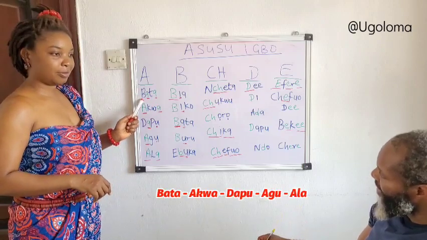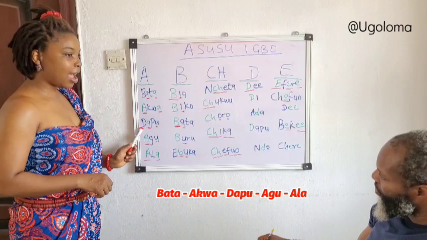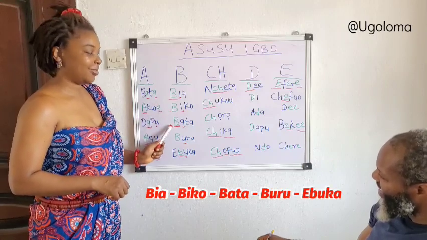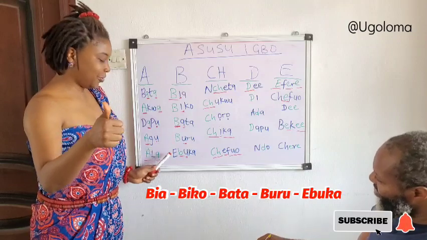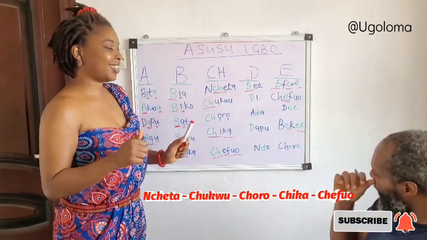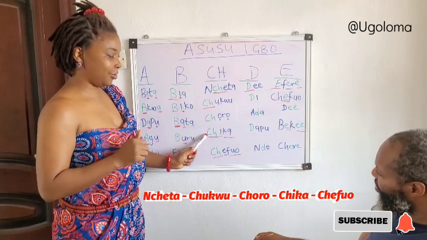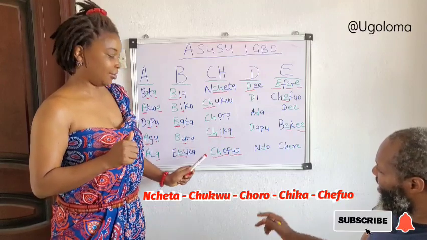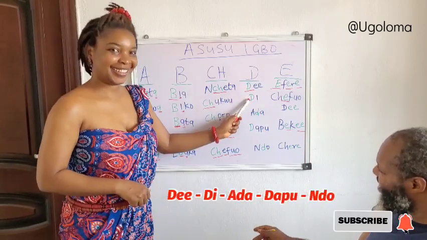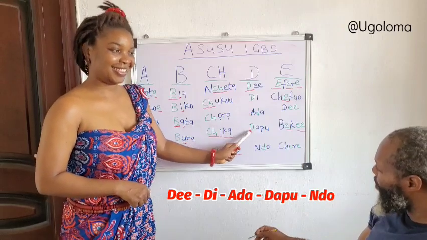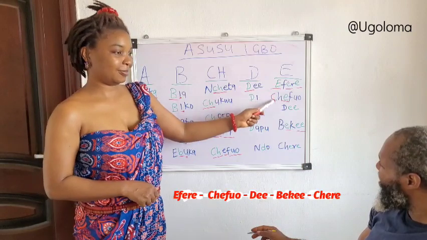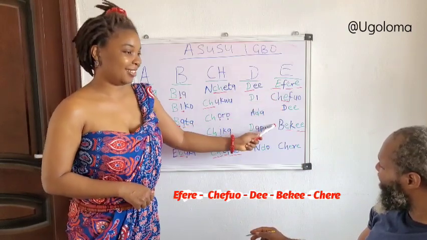One, two, ready, go. Bata. Aqua. Dapo. Ago. Ala. Bia. Biko. Bata. Baru. Buru. Abuka. Ebuka. Ncheta. Chuku. Choro. Chika. Chefuo. Good. De. Di. Ada. Dapo. Ndo. Efere. Chefuo. De. Beke.